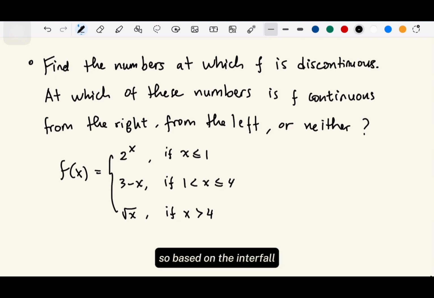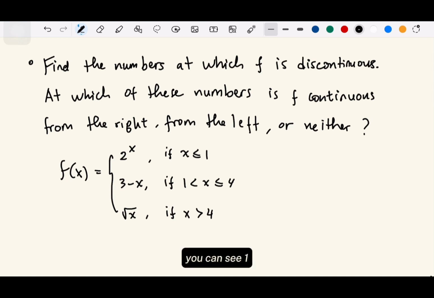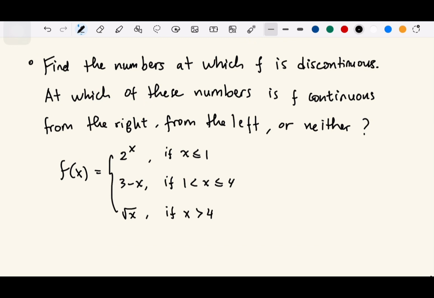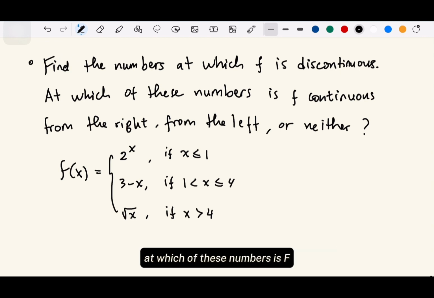So based on the interval, I think you could try to take the limit as x approaching some interval, right? You could see 1, 4. You could try these two numbers, 1 and 4, right? Okay. So find the numbers at which f is discontinuous, at which of these numbers is f continuous from the right, from the left, or neither.